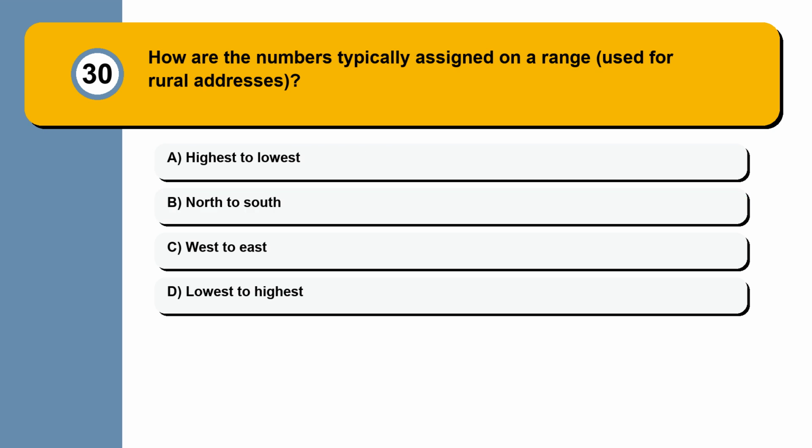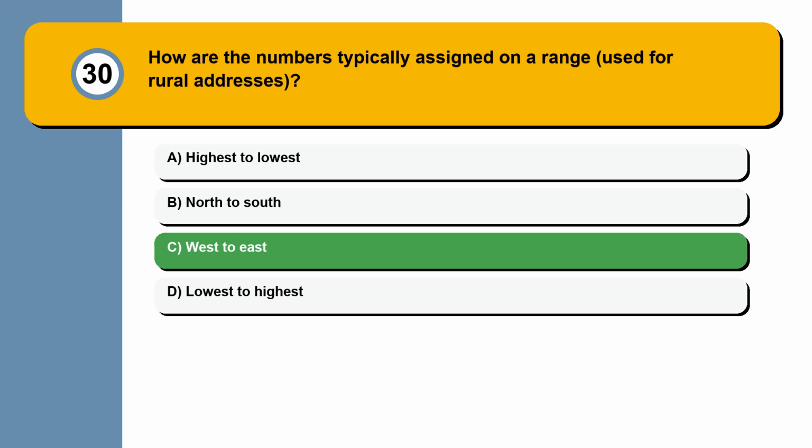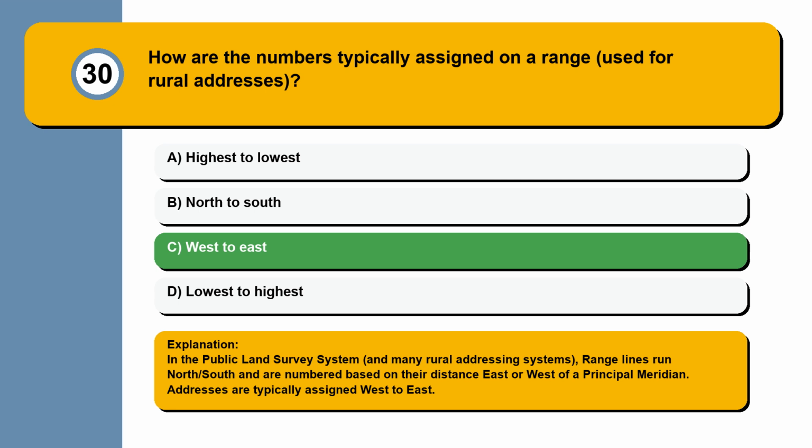Question 30. How are the numbers typically assigned on a range, used for rural addresses? Highest to lowest, north to south, west to east, lowest to highest. In the public land survey system, and many rural addressing systems, range lines run north/south and are numbered based on their distance east or west of a principal meridian. Addresses are typically assigned west to east.